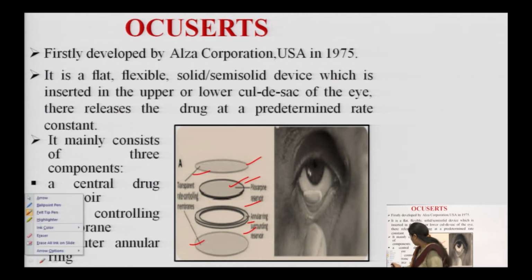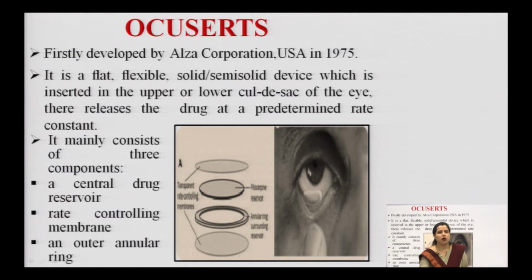Now it is a flat, flexible, semi-solid device which is inserted in the upper or lower cul-de-sac and releases the drug at a predetermined rate through these membranes. It mainly consists of three components: a central drug reservoir, a rate controlling membrane which controls the release at a predetermined rate, and an outer annular ring. It is an important part of these OcuSerts and it provides the shape to the ring.